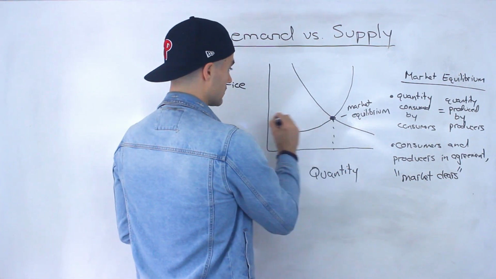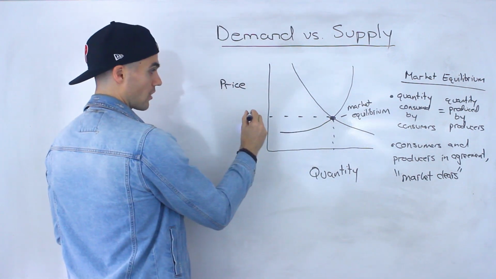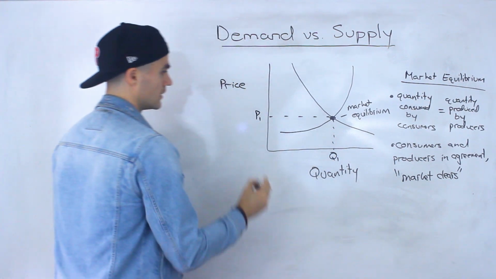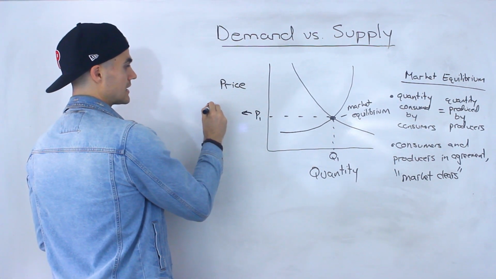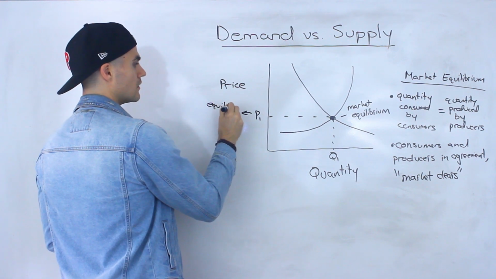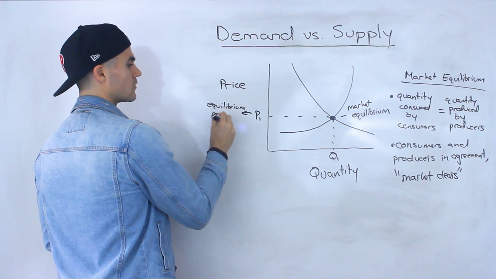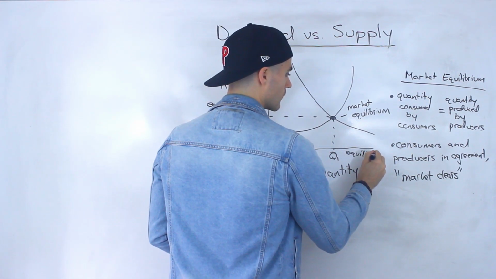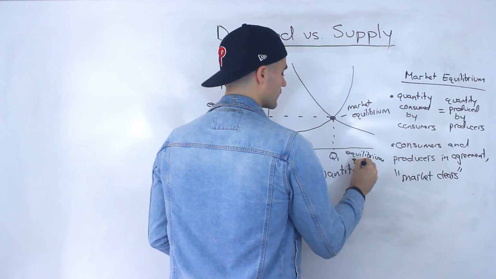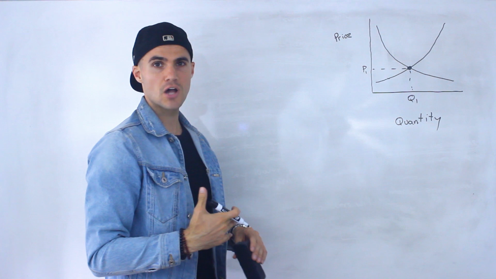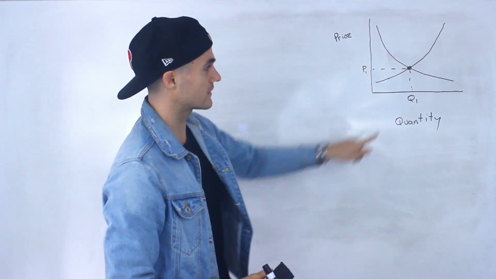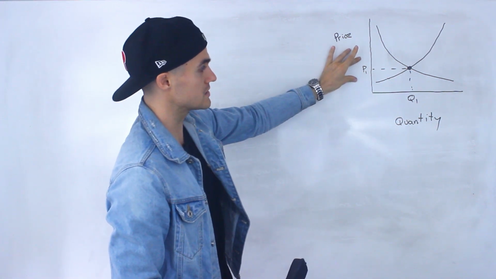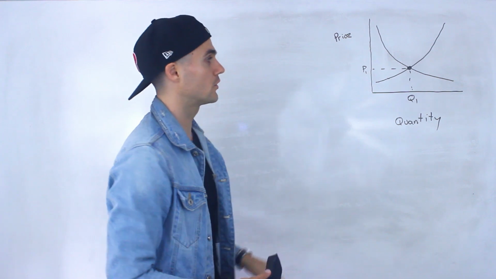Now, at this point, notice that there's a certain price, let's call it P1, and a certain quantity, let's call it Q1. This P1 is called the equilibrium price, and this Q1 is called the equilibrium quantity. In this section, we're going to talk about how certain market factors affect that market equilibrium, and more specifically, how the equilibrium price and the equilibrium quantity are going to be affected.